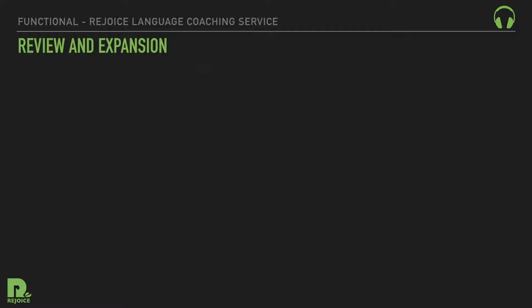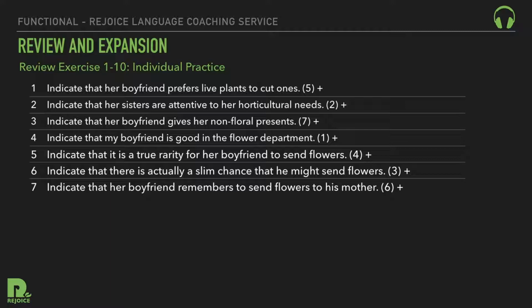Review Exercise 1-10, Individual Practice. 1. Indicate that her boyfriend prefers live plants to cut ones. Her boyfriend almost never sends her flowers, but he planted a lot in her garden. 2. Indicate that her sisters are attentive to her horticultural needs. Her boyfriend almost never sends her flowers, but her sisters always do. 3. Indicate that her boyfriend gives her non-floral presents. Her boyfriend almost never sends her flowers, but he showers her with other gifts.